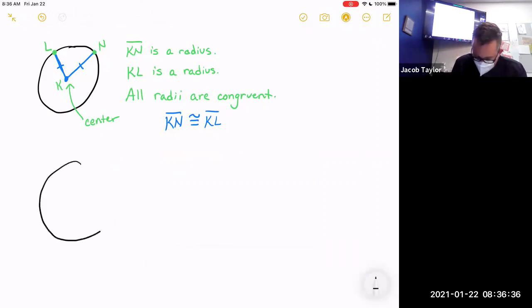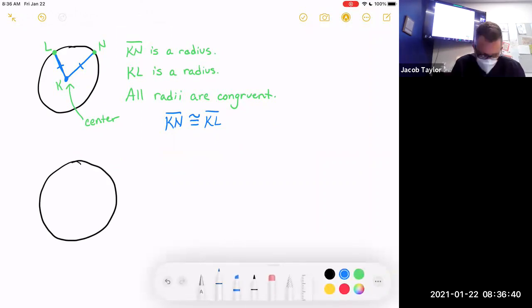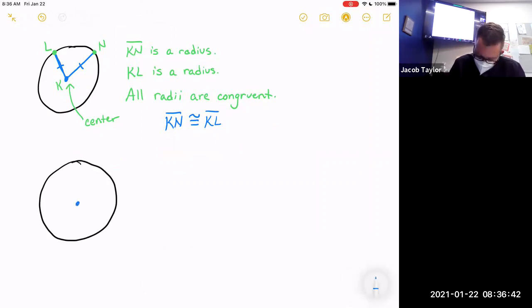What do you think would happen if I slapped together two radii and sent them veering off in opposite directions? Nothing would happen. That would give me what is called the diameter. So I'm going to call this DEG. And so we would say that EG is a diameter.